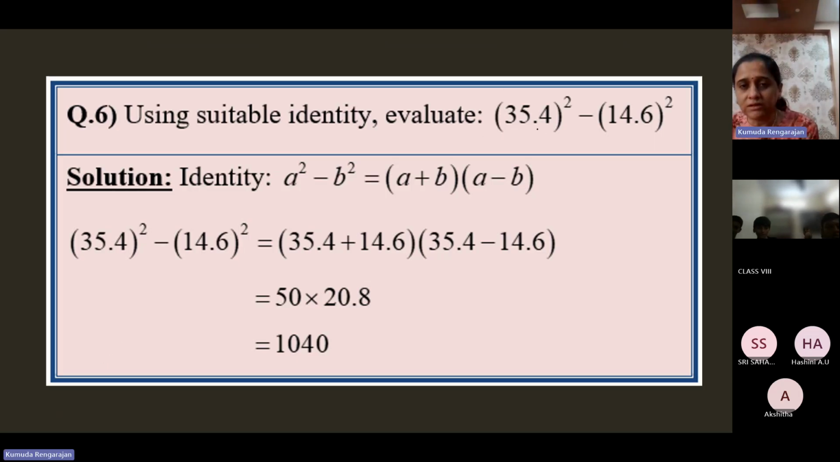So this is numerical. You'll have to find the value of this expression. Now this looks like a squared minus b squared.